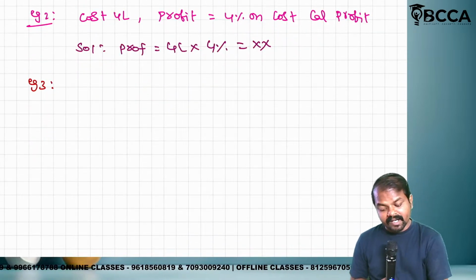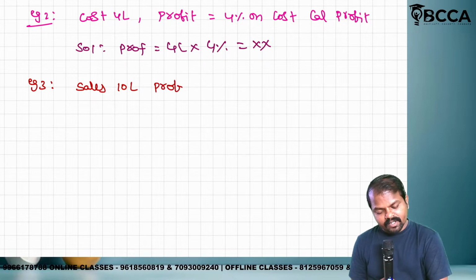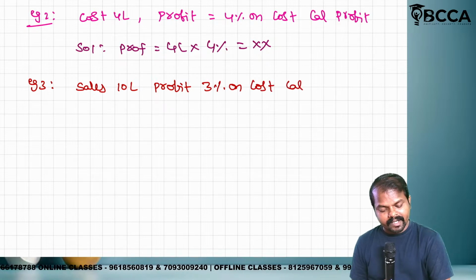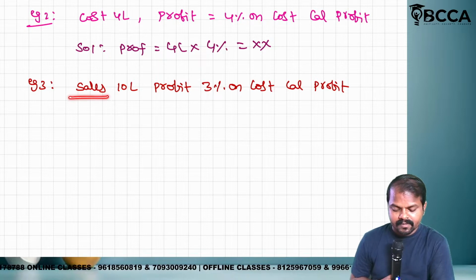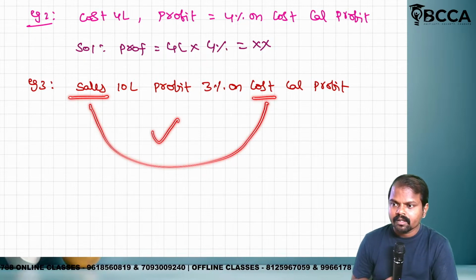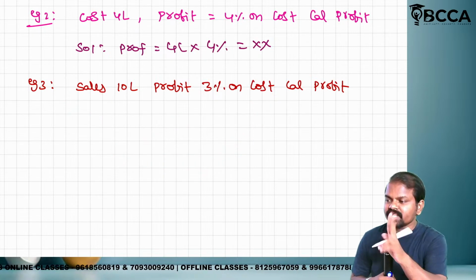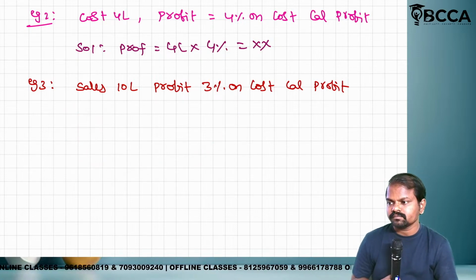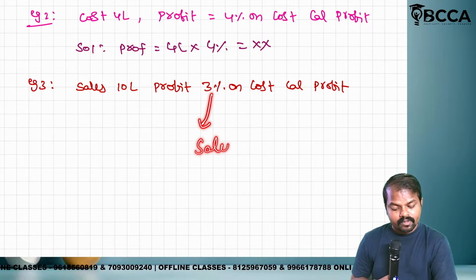Okay, example number 3. Listen. Sales 10 lakh. Profit is equal to 3% on cost. Calculate profit. What is the information you have? Sales. What is the percentage on? Cost. Matched? Not matched. Then you have two options. Please convert this data into cost, you can apply. Otherwise, please convert this percentage into sales, please apply.